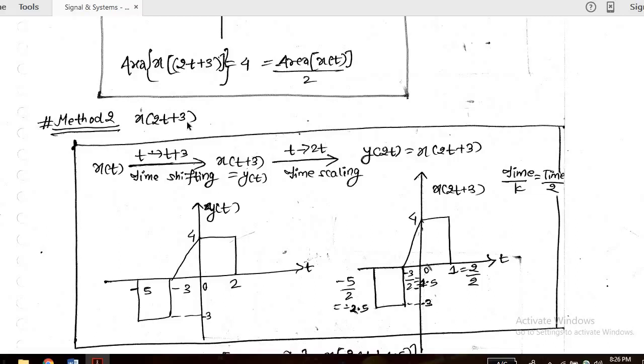When you are reading from right to left, plus 3 is encountered first, that is time shift. So replace t by t plus 3, that is the same sign, that is shift left, a time shift, left shift by 3 units, x of t plus 3.